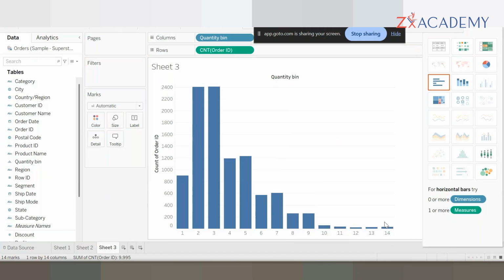Very, very few buy more than 5 quantities. But buying 2 and 3, we have the maximum customers. Buying less than 5, we have almost 85% of the orders. So we can come to know how the customers are purchasing here. Maximum customers are purchasing with 2 and 3. So now we can plan some kind of activities here. When the customer is buying 3, why don't we give some offer and make them go with 4 and 5?